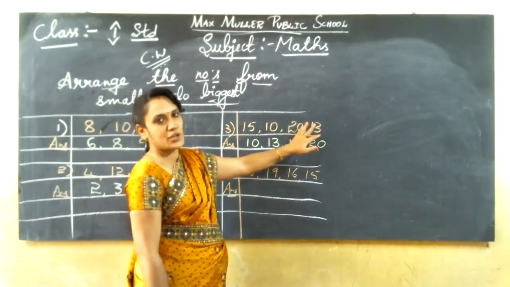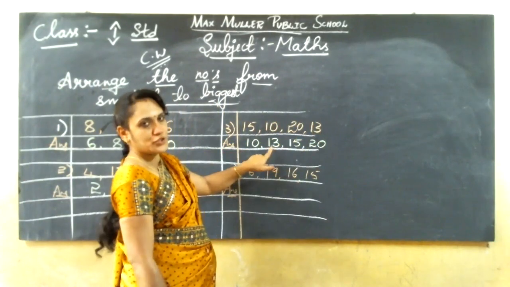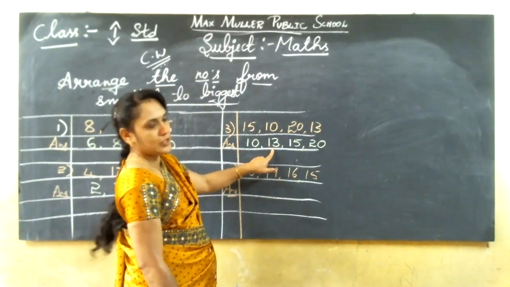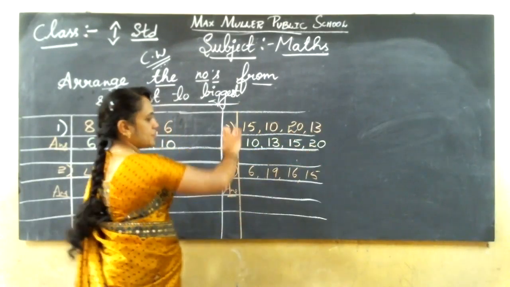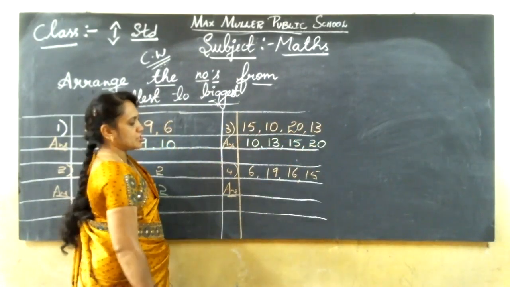Then 15, 20, 13. Out of this, 13, you'll get confusion. Don't get confusion. One by one sum will do. Next, which is small? 15. Next 20. Understand? Then it is mixed up and given. We should arrange it smallest to biggest.